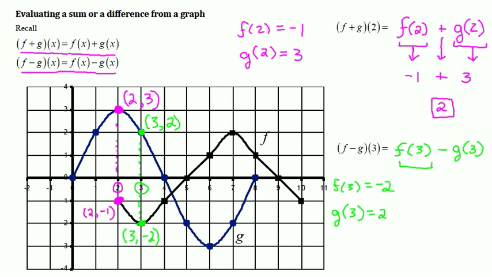This time, plugging both of these expressions in, negative 2, I now have the minus sign from the fact that I am subtracting functions. And in place of g of 3, I'm going to put just the number 2. Negative 2 minus 2, because these both go in the same direction on the number line, they add together to give me a negative 4 overall.